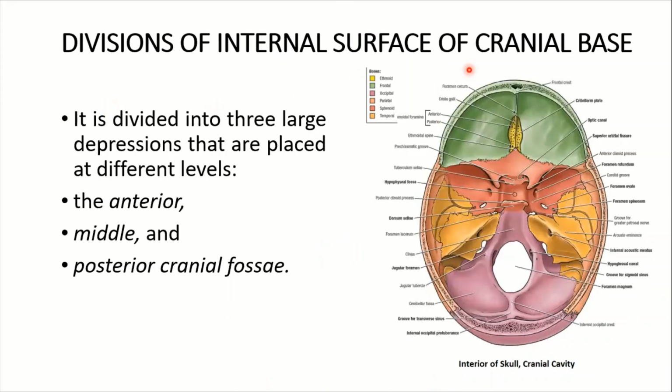Today's topic is the interior of the base of the skull. The internal surface of the cranial base is divided into three large depressions placed at different levels. These are the anterior cranial fossa, the middle cranial fossa, and the posterior cranial fossa. Here you see the demarcations of these three fossae.